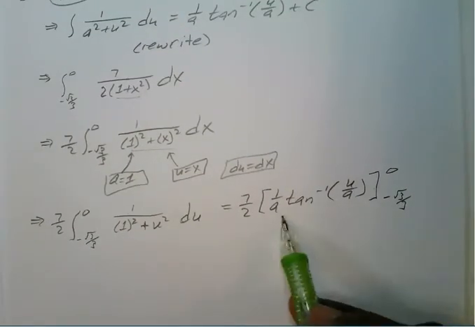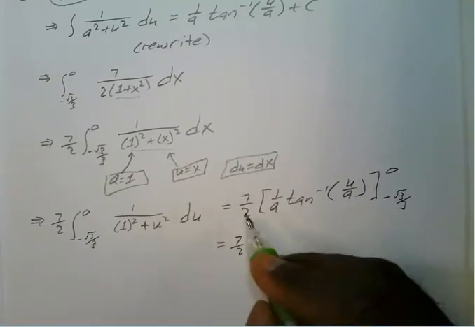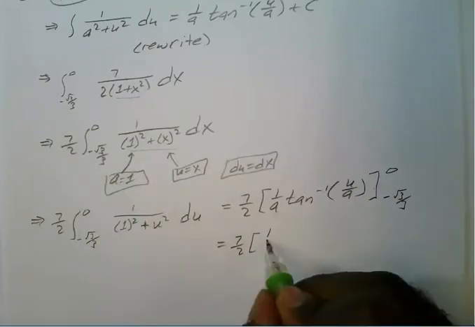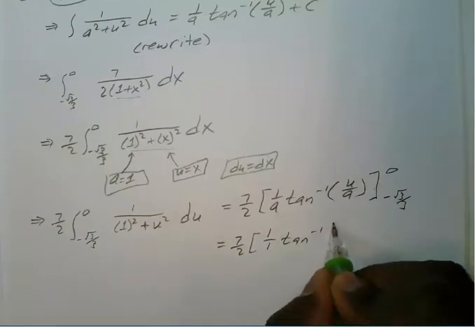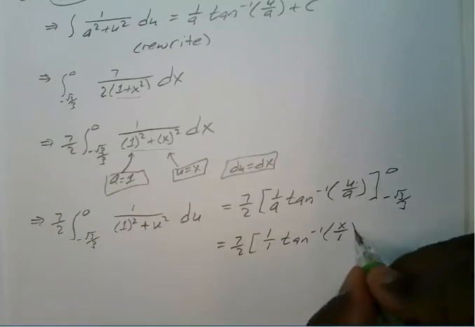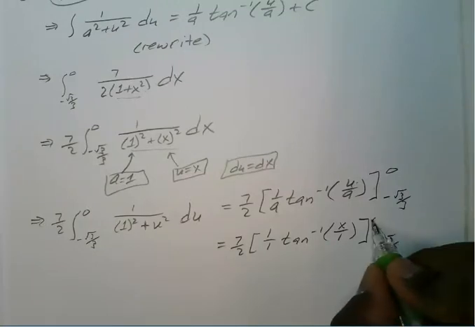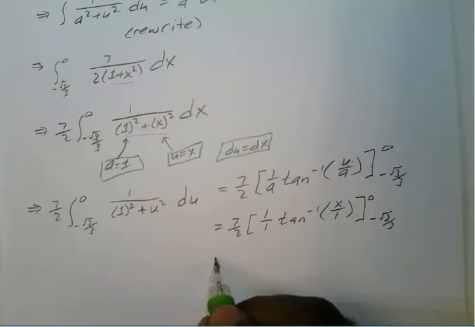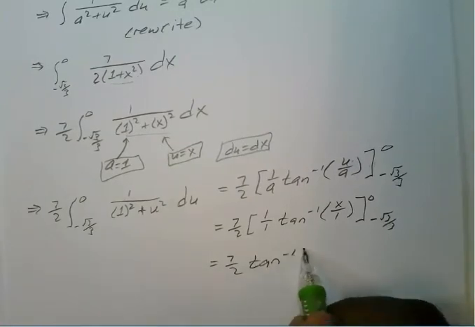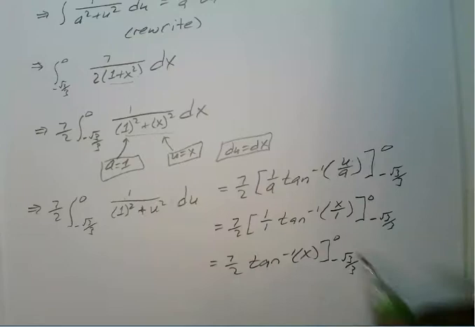So we go ahead and replace our a's and u's. We have 7 over 2 times 1 over a, so 1 over a is 1. Tangent inverse of u over a, so that's x over 1. We know that's from negative square root of 3 over 3 to 0. So that's going to equal 7 over 2 tangent inverse of x from negative square root of 3 over 3 to 0.